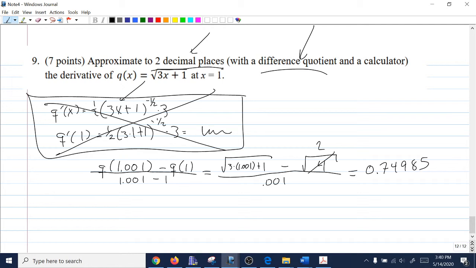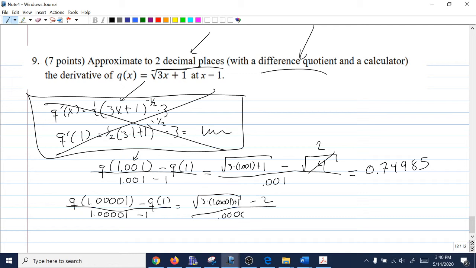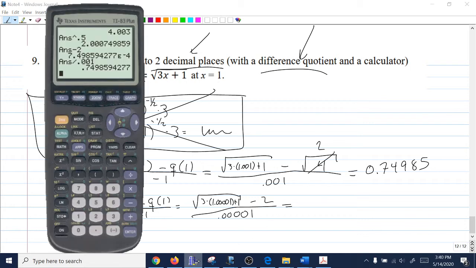I need 2 decimal places accurate. I don't know if these 2 decimal places are accurate. Looks like it might be 0.75. This is pretty close to 0.75. Let's do this again with a couple more zeros and see if those first 2 decimal places are changing. Well, the square root of 3 times 1.00001 plus 1 minus 2. Divide that by 0.00001. What are we going to get?